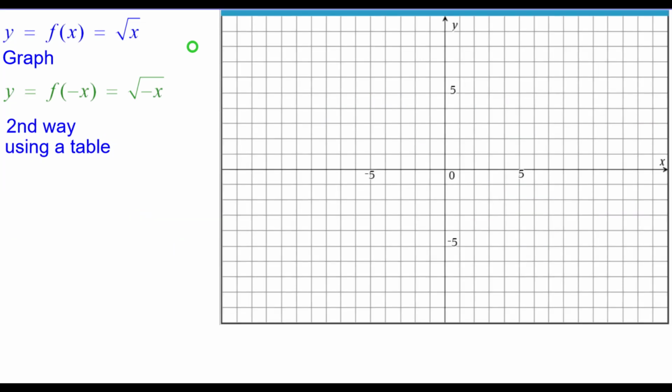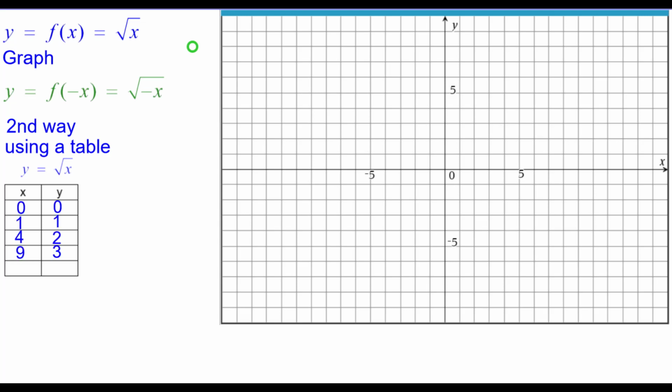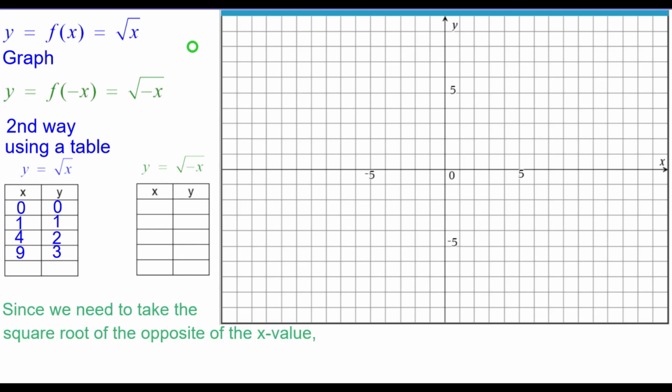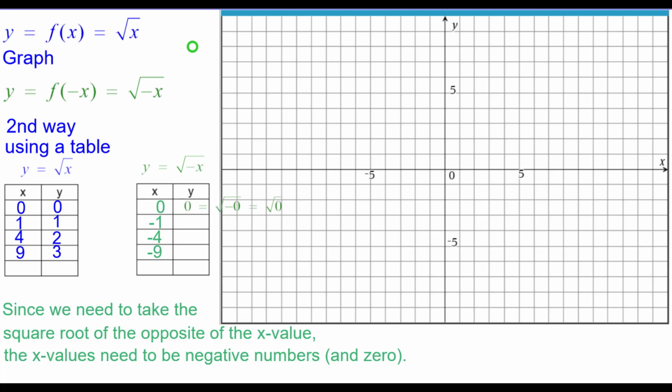Second way, using a table, we're going to use these values that we normally use for the square root function. Since we need to take the square root of the opposite of the x value, we are going to need negative values for x and 0. So we're going to use the opposites of those x values because we have to take the opposite of them. The opposite of 0 is 0. The square root of 0 is 0, so the origin is on the graph.